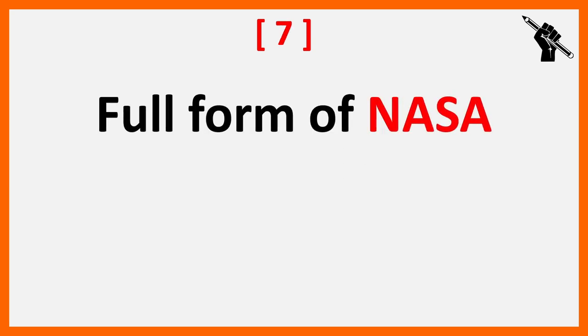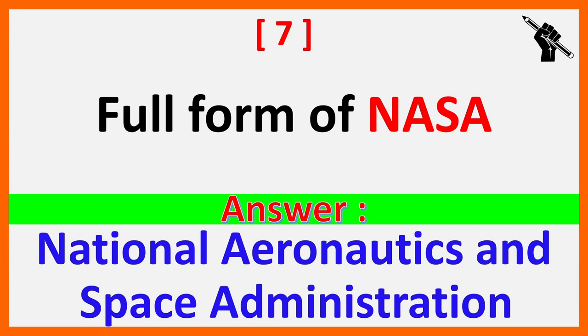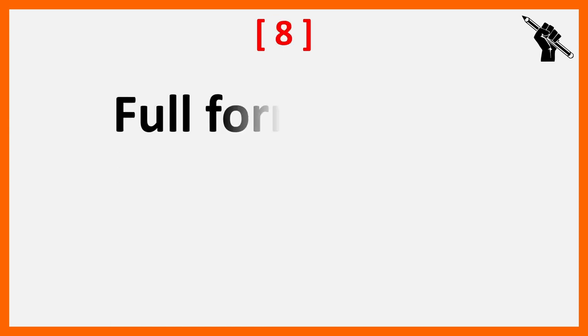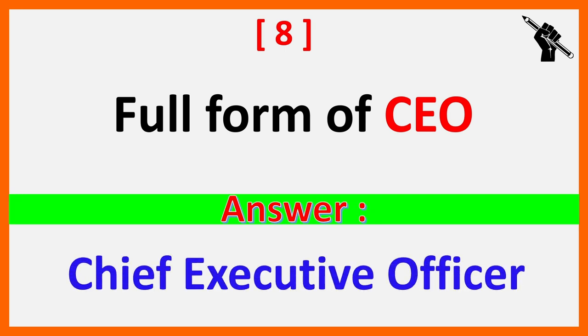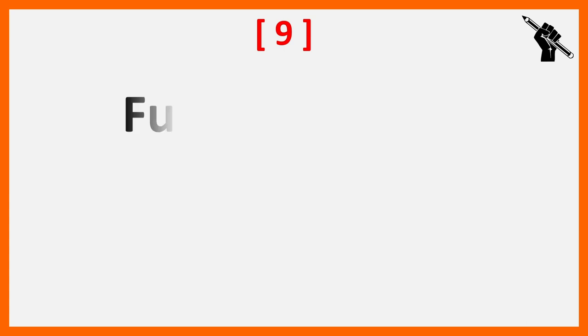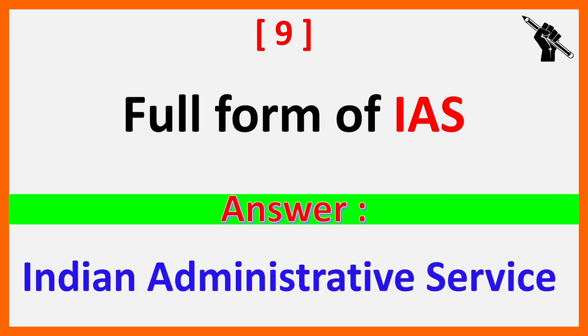Full form of NASA. Answer: National Aeronautics and Space Administration. Full form of CEO. Answer: Chief Executive Officer. Full form of IAS. Answer: Indian Administrative Service.